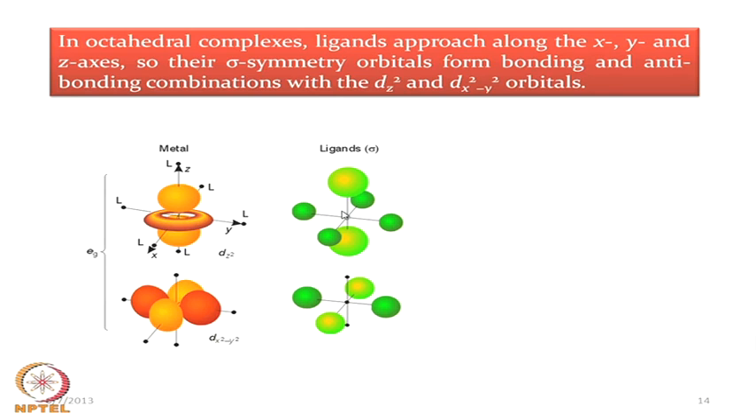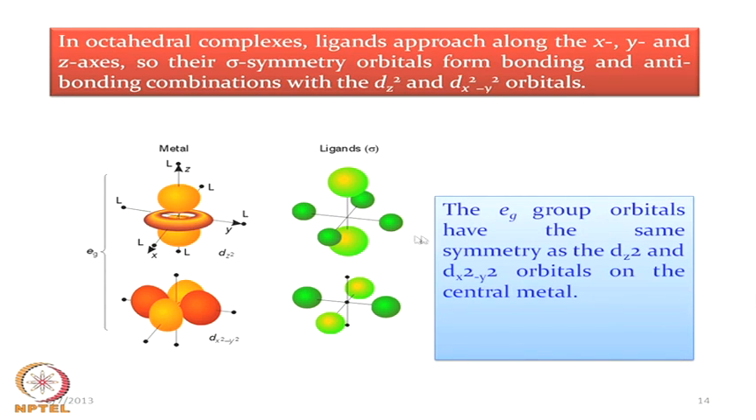Similarly, for the other combinations, this is the corresponding combination from the ligand side in terms of ligand group orbitals, and this is another combination of ligand group orbitals having Eg symmetry. So, what we find is that this Eg group of orbitals has the same symmetry as the dz square and dx square minus y square on the central metal. So, we will see good combination for these two sets of orbitals from the metal side as well as from the ligand side.